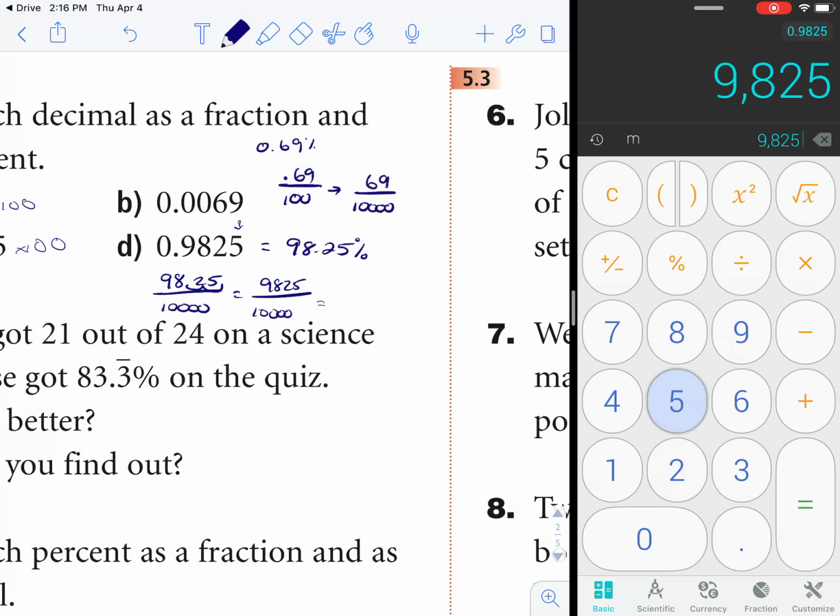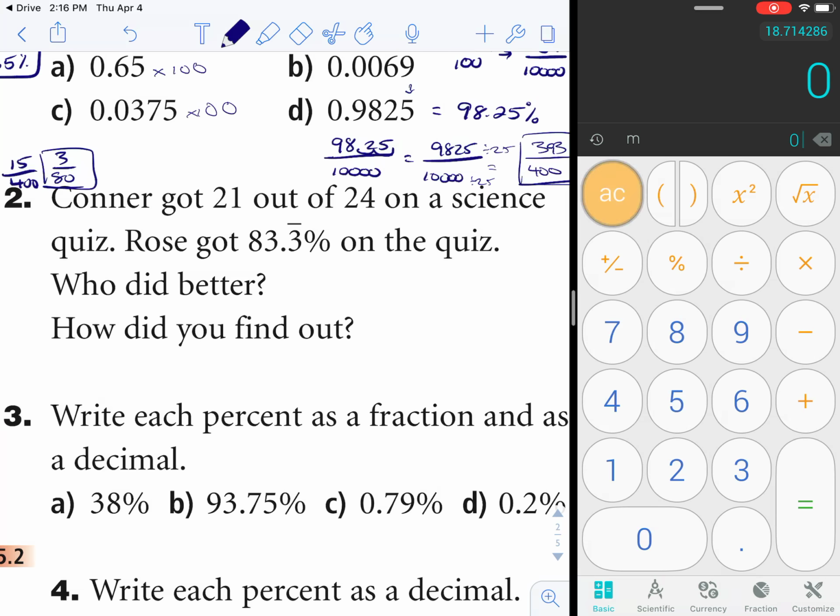So 9825, let's try dividing by 25 to begin with. Sure, so we can divide the top and the bottom by 25, so we get 393 over 400, and then, I don't know, 393 divided by 3. Okay, 131. Can we divide that by 3? Nope. What else could we divide? 7. 393 divided by 21. I think that's as far as you'll be able to go.